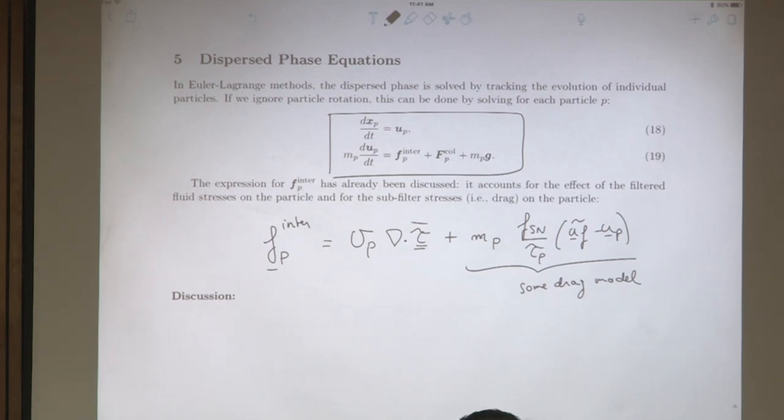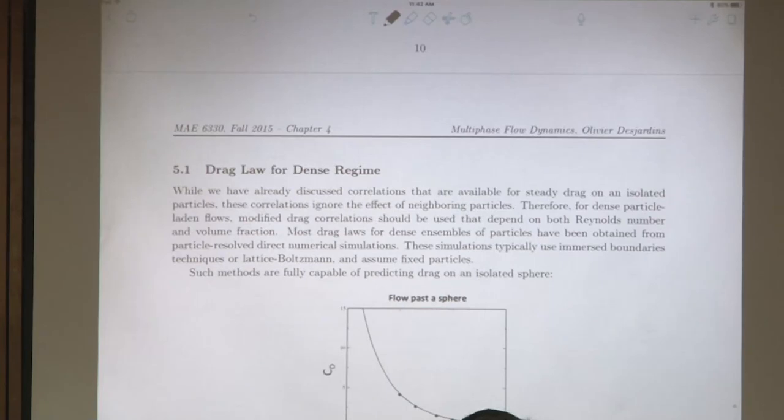So I'm already running out of time. So what I'll, let me think. I was talking about drag laws for dense regimes. Let me just do one more thing.